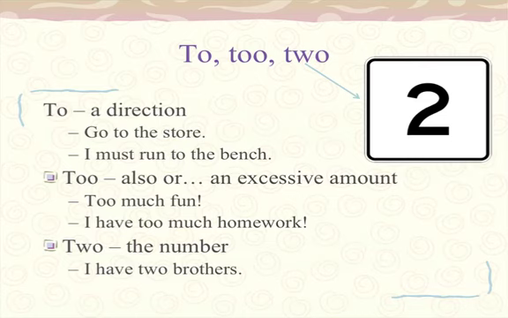So just real quick, TO is a direction. TOO either means also, as in I'd like to go too, or it means an excessive amount. I have too much homework. And then TWO means the number.